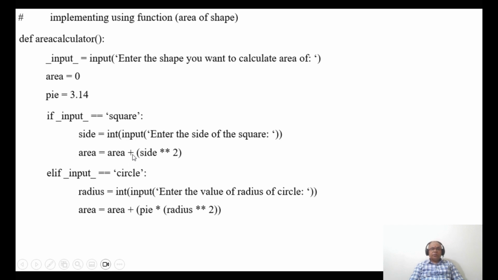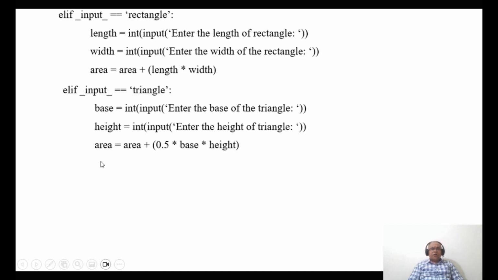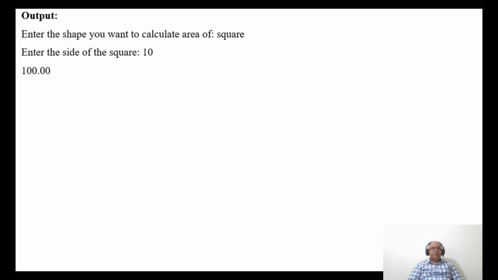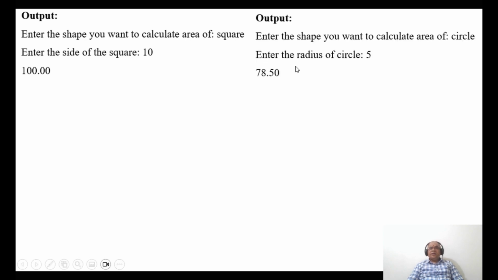So area is equal to area plus, what is the value of area here? It is 0 plus, what is the side of the square? The side of the square is 10 into 10, it becomes 100. So that is what you are calculating here. So enter the side of the square. Now enter the shape you want to calculate the area of, a circle. Enter the radius of the circle, 5.